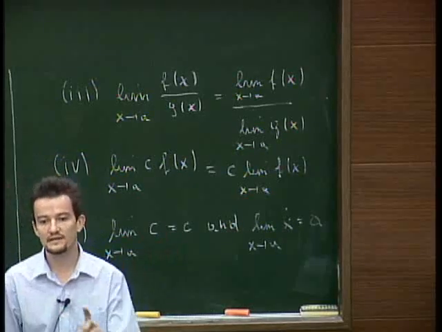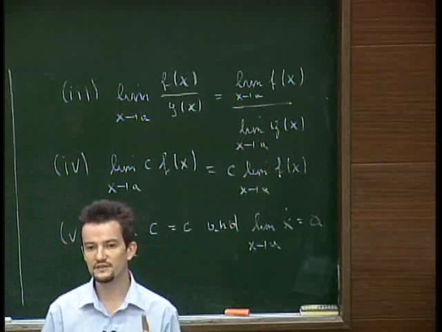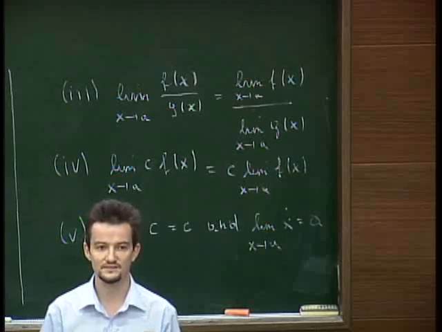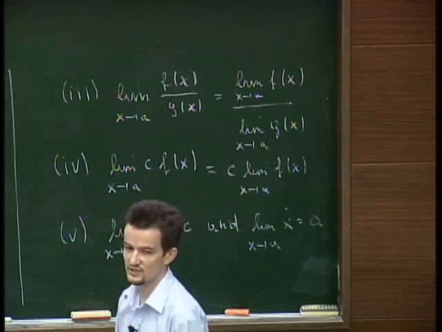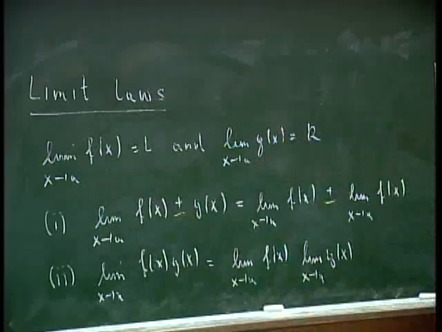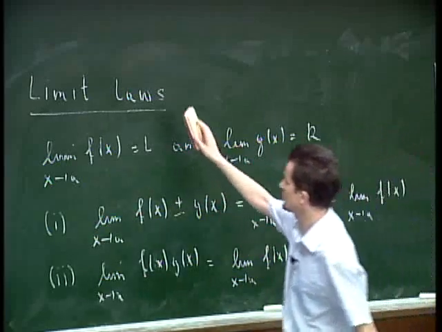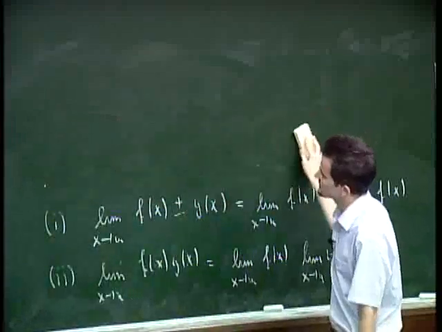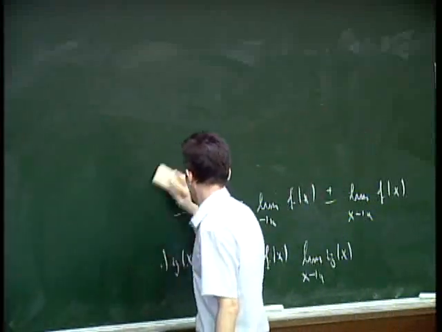So this remark seems to be trivial, but I know from experience that students often overlook this. Okay, so those limit laws just hold if the two limits here exist. I will show you some examples later on where you get something wrong if you apply those limit laws for limits which do not exist. Or you might get the right answer, but the way you argue is wrong.